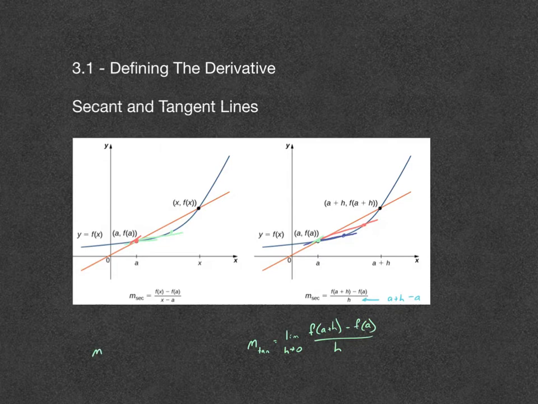And then on the left, the slope of my tangent line is the limit as, now it's as x approaches a, because the x value is getting closer and closer to the a value, of f of x minus f of a divided by x minus a. Again, they're both similar. They accomplish the same task. They give me the slope of the tangent line, but they're just two different interpretations of this topic.